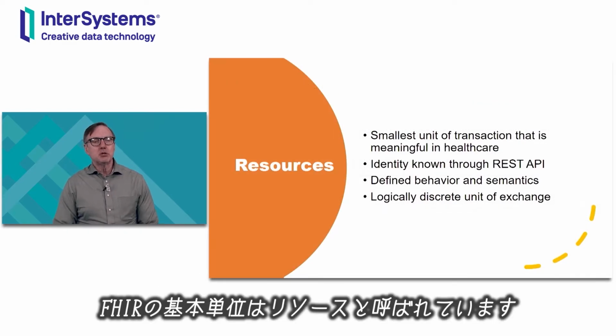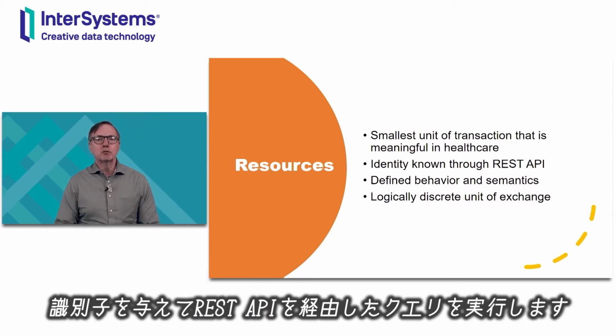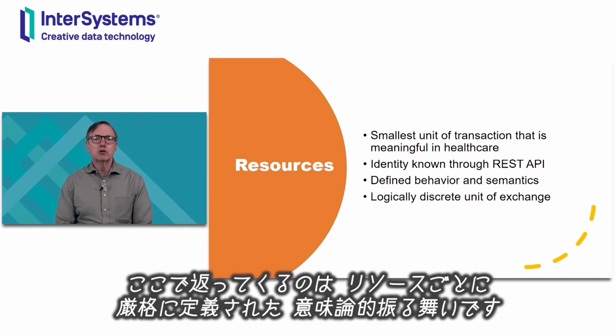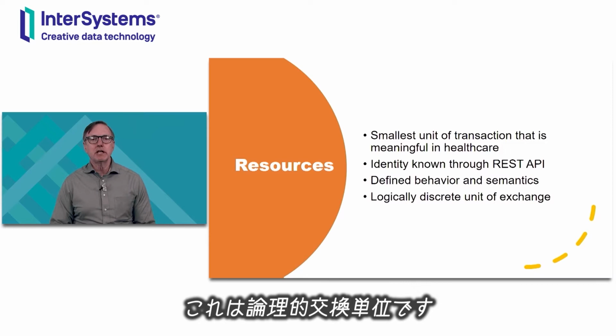Now, the base unit in FHIR is what is called the resource. It's the smallest unit of transaction that's meaningful in healthcare. And you query it through a REST API, giving it an identifier. What it returns back to you is a very defined behavior and semantics for each of the resources, roughly 134 defined in the FHIR specification. It's a logically discrete unit of exchange.